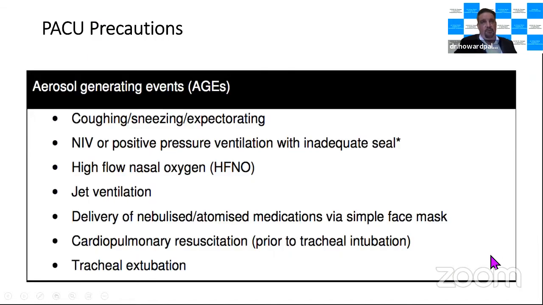So the aerosol generating events that we think about in the PACU, and that we really want to avoid, are coughing, sneezing, and expectoration. We don't want to do positive pressure ventilation, particularly if we have an inadequate seal on the face mask. High flow nasal oxygen is a no-no. It's advisable that we avoid delivery of nebulized or atomized medications by a simple face mask because there will be a lateral spread of the viral particles into the atmosphere. Cardiopulmonary resuscitation rarely occurs, but it is a time when there could potentially be viral transmission. And of course, tracheal intubation is a high-risk period, so we should perform that in the operating room with minimal personnel available, probably the anesthesiologist and assistant, maybe a floor nurse to provide equipment or drugs that may be required, but certainly the surgeon and the surgical staff attendants should be out of the room at the time of extubation. Next slide.